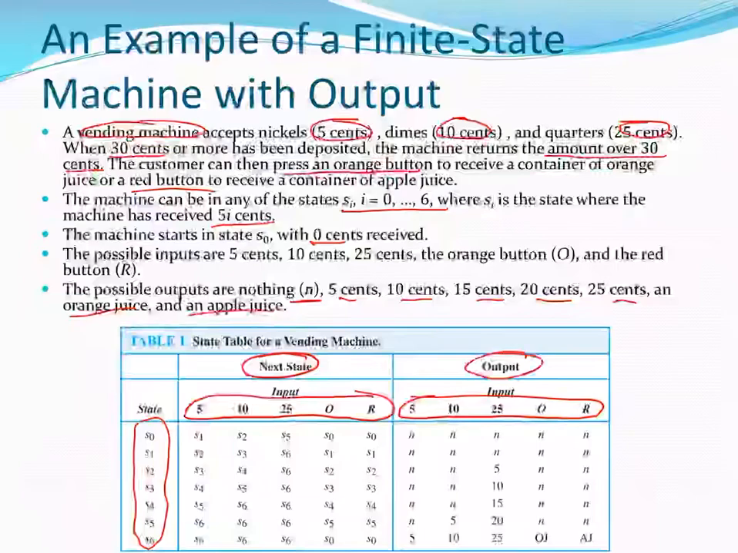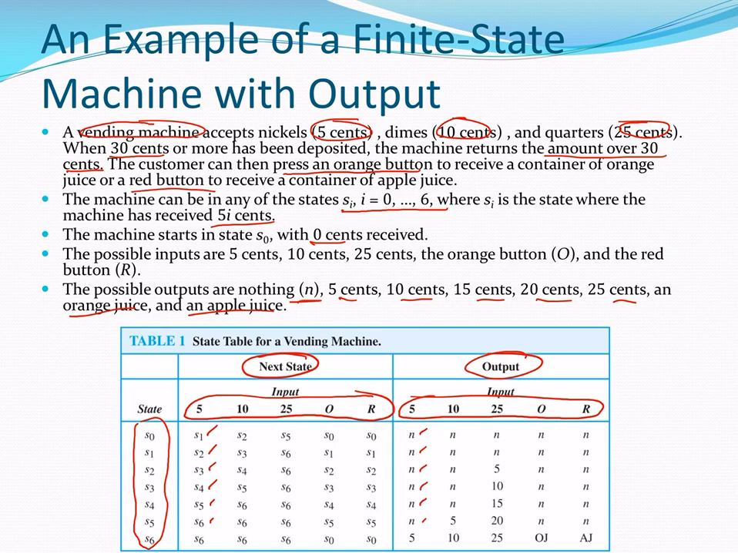We'll start in state 0 and start depositing nickels. So we start in state 0, deposit a nickel, go to state 1, deposit another nickel, go to state 2, then state 3, state 4, state 5, and deposit another nickel, and go to state 6. And what happens? Let's look at the output function. Just what we'd expect: nothing happens because we haven't put in enough money yet. It's just building up the deposit in the machine.